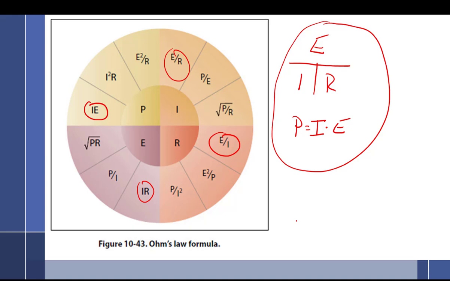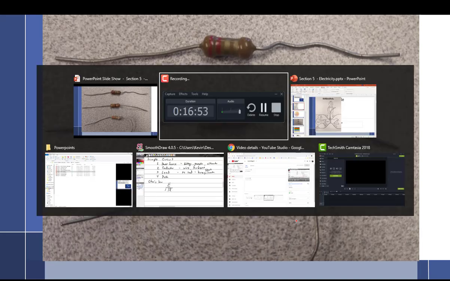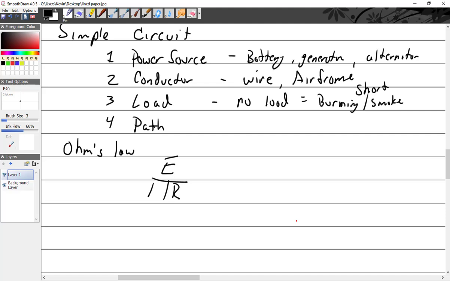All right. What's next on there? I don't even know. Oh, resistors. Who cares? Alt tab. We want to go back to that one. There we go.